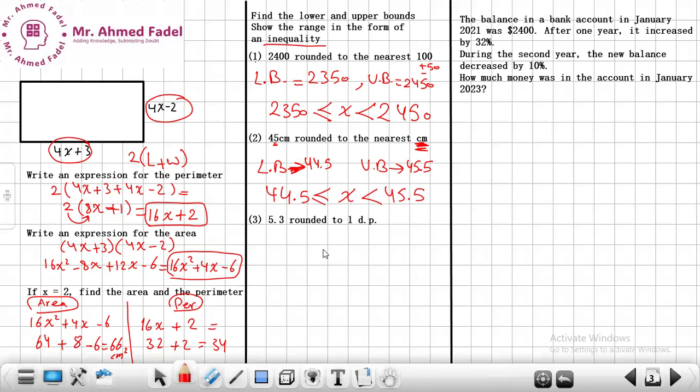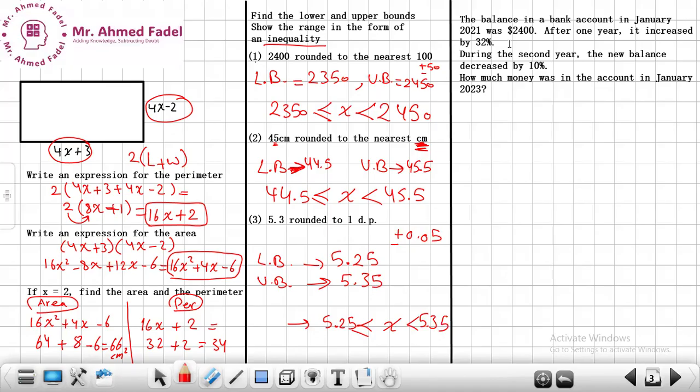5.3 rounded to 1 decimal place. This is rounded to 1 decimal place, so I add or subtract 0.05. Lower bound 5.25, upper bound 5.35. Inequality: x is greater than or equal to 5.25, less than 5.35.